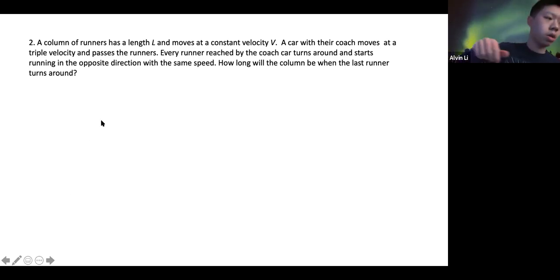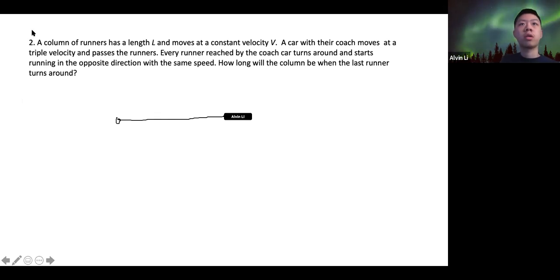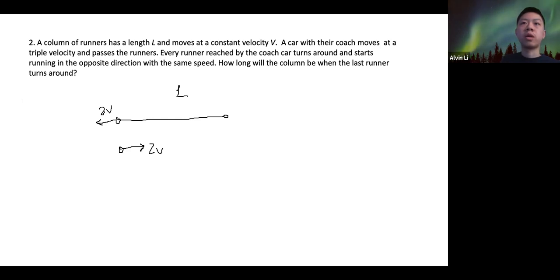Me? Okay. So, annotate. All right. So there's a column of length L, right? Then we can use a relative motion trick, and we can pretend that the column is still, while the relative motion of the car is 2v, right? And then whenever the car passes a person, they will start running in the other direction at 2v, right? Because that's the relative motion of going backwards at the same speed while the car goes forward.